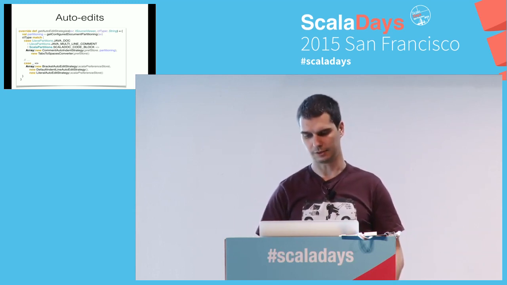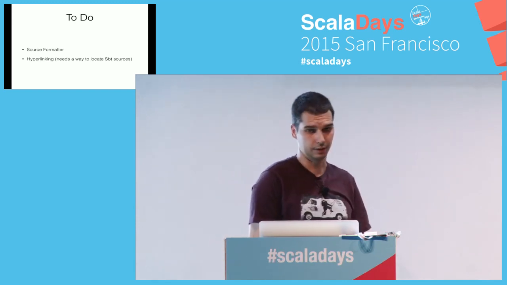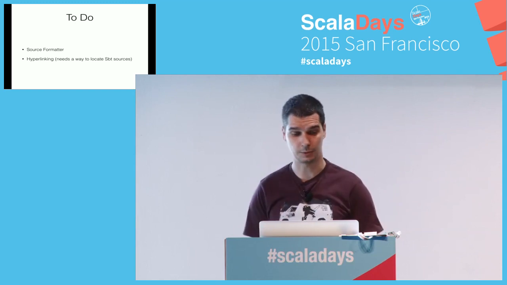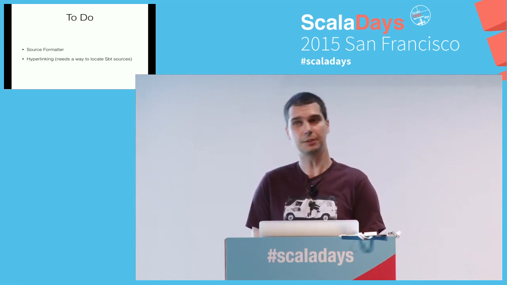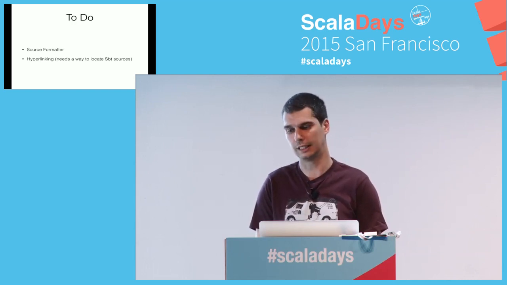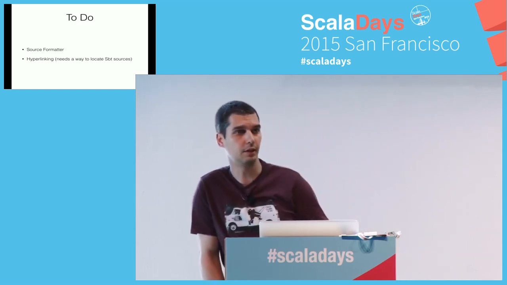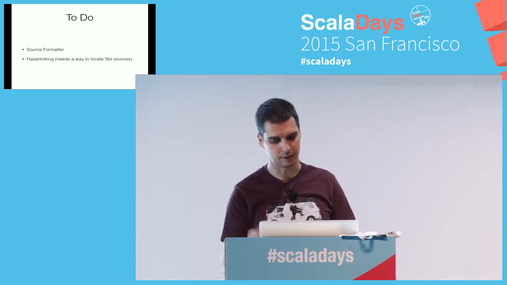Again, cannot demo this. What I didn't do, and I think it could be quite interesting for a complete editor, is a source formatter, which probably is very easy for SBT files, and hyperlinking. And hyperlinking is a bit problematic because you'd need a way to locate SBT sources. Most of the interesting things there come from SBT itself. I don't think it's a big deal. I think it's fairly easy to do, but I didn't do it for the demo.